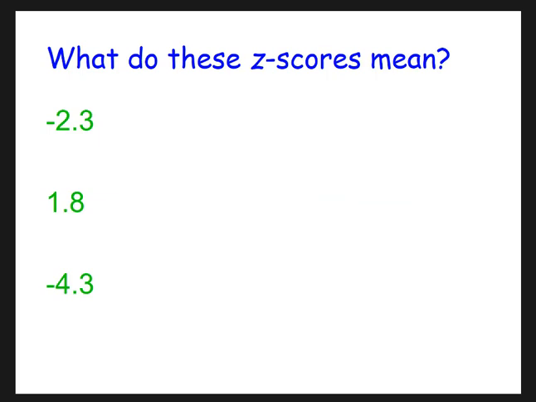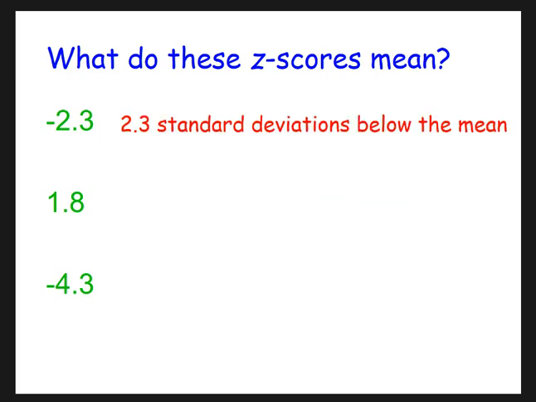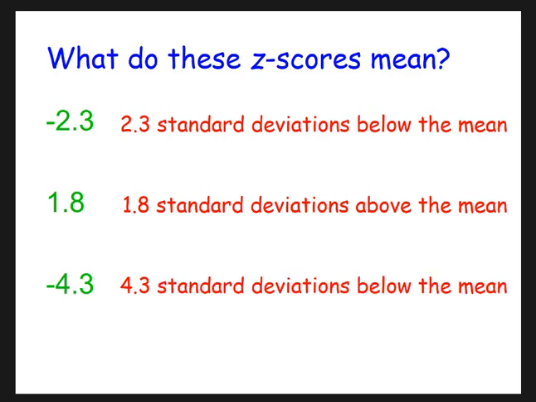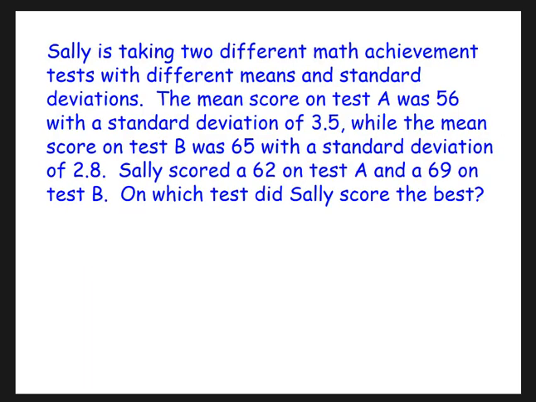So what do these z-scores mean? Well, negative 2.3 means that value is negative, so it's below the mean. It's 2.3 times the standard deviation below the mean. 1.8 is positive, so it's above the mean. It means it's 1.8 times the standard deviation above the mean. Negative 4.3 is 4.3 standard deviations below the mean. That would be a very unusual value.